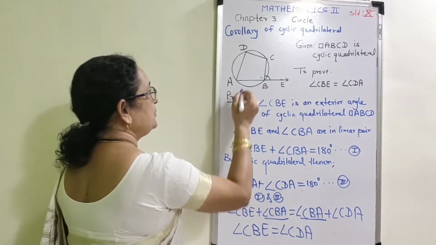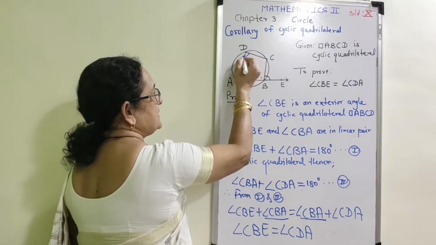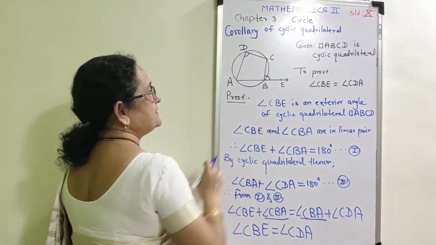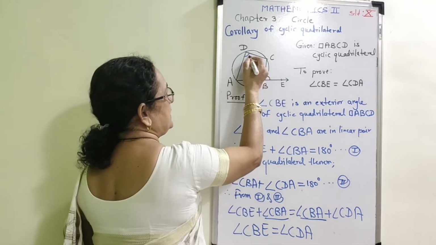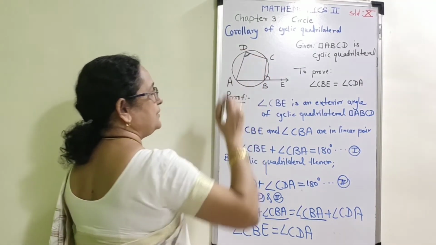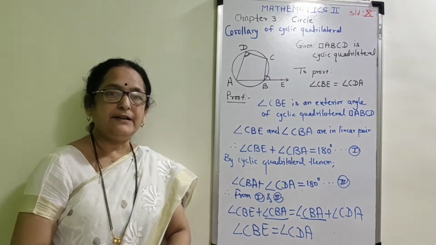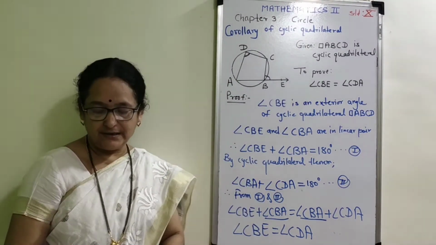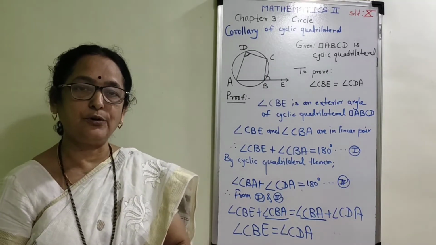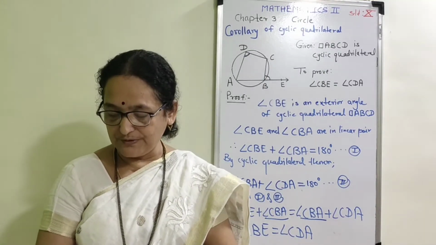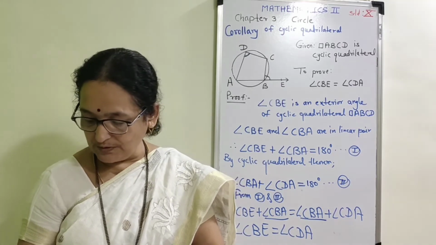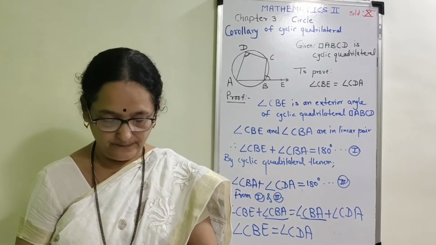Just now we have proved that this angle CDA and the exterior angle CBE both are congruent to each other. Now the corollary is important. Try to remember it when you are using some formulae and when you are going to solve examples. There also we are using this corollary.